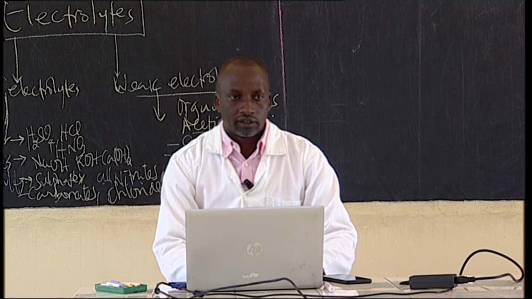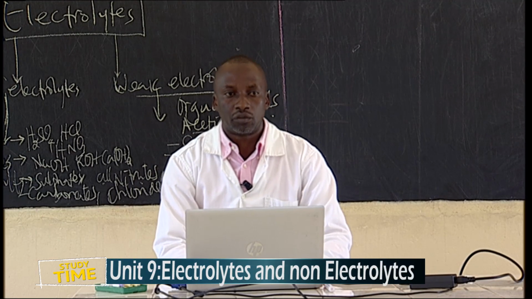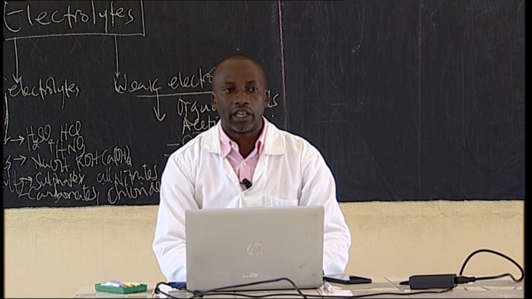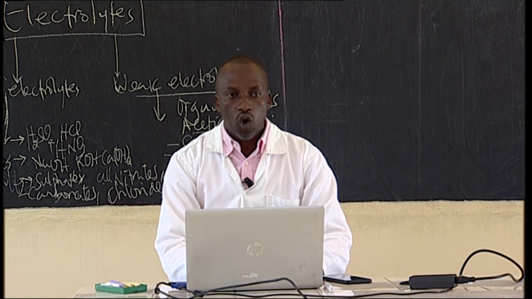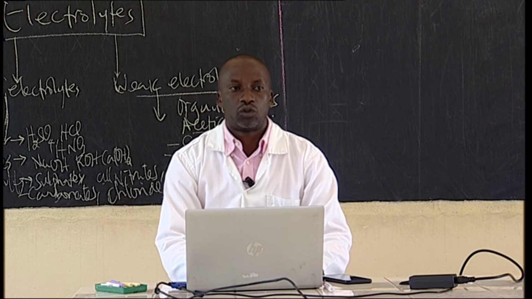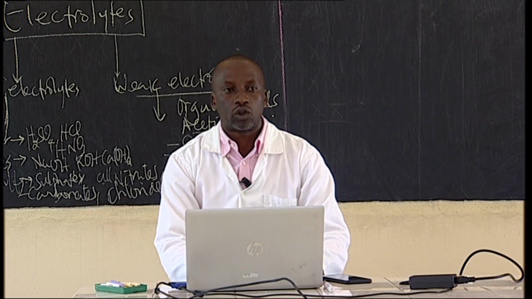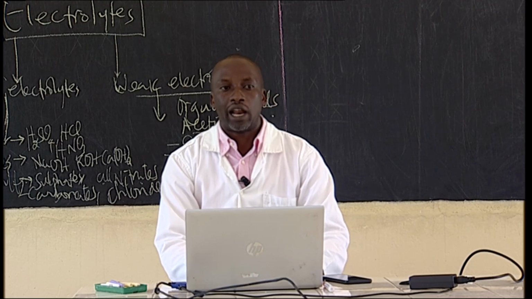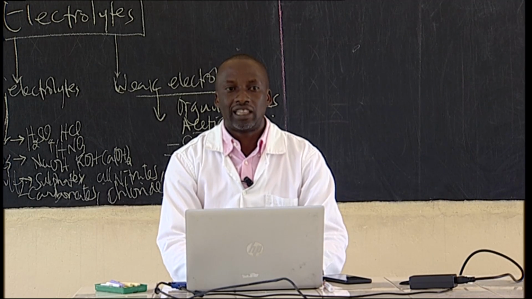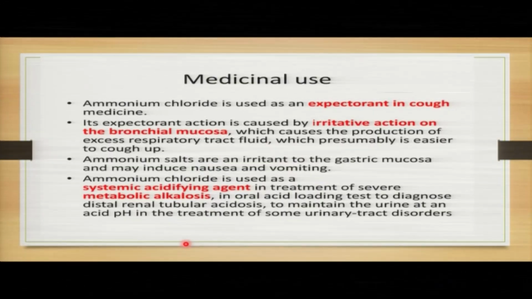Ammonium chloride is used as a systemic acidifying agent in the treatment of severe metabolic alkalosis, in oral acid loading tests to diagnose distal renal tubular acidosis, and to maintain the urine at an acid pH in the treatment of some urinary tract disorders.